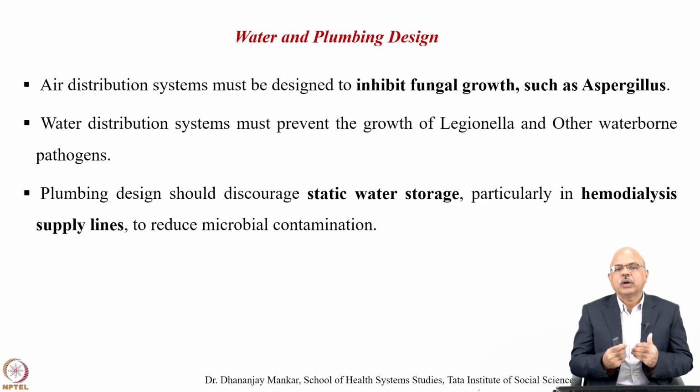Now it is water and plumbing design to be thought about. The air distribution system must be designed to inhibit fungal growth such as Aspergillus. The water distribution system must prevent the growth of Legionella and other waterborne pathogens, which are very difficult to tackle. Plumbing design should discourage static water storage, particularly in hemodialysis supply lines, to reduce microbial contamination, which is very important for patients who are on dialysis.